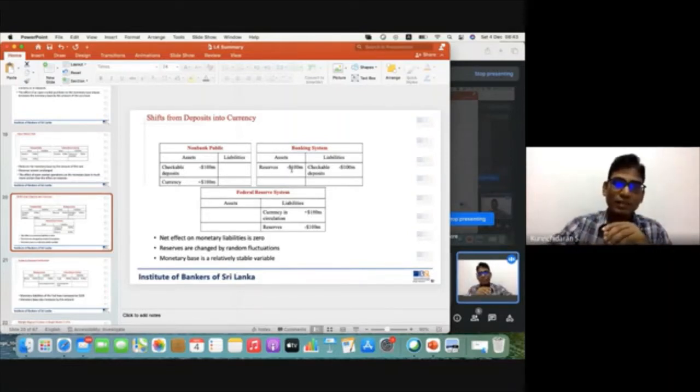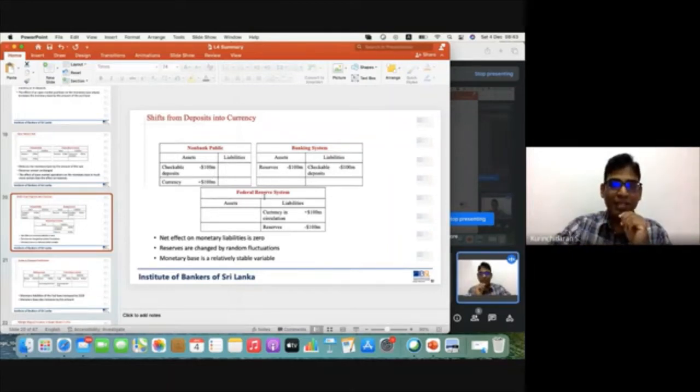So the customer withdraws the money, right? So he gets cash. From the customer's point of view, the asset side, checkable deposit will decline and he gets the cash now, currency. So this is the shift from deposit into currency. When this happens, what will happen?